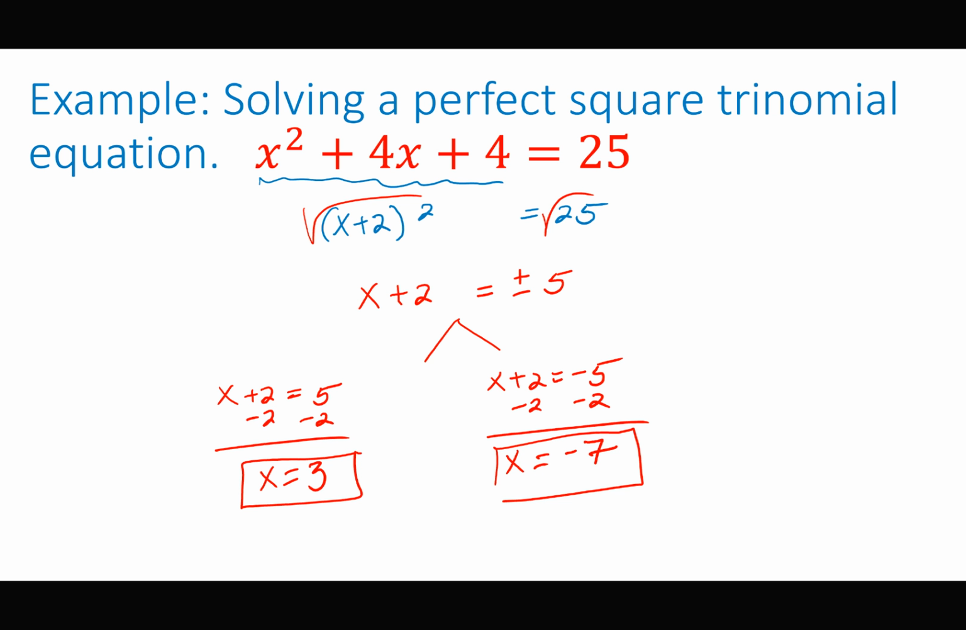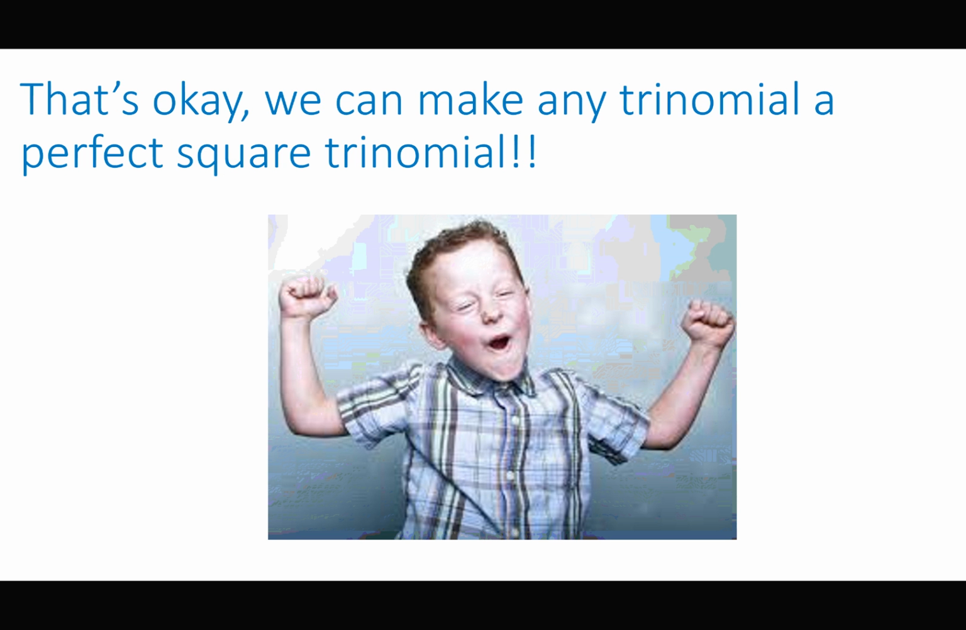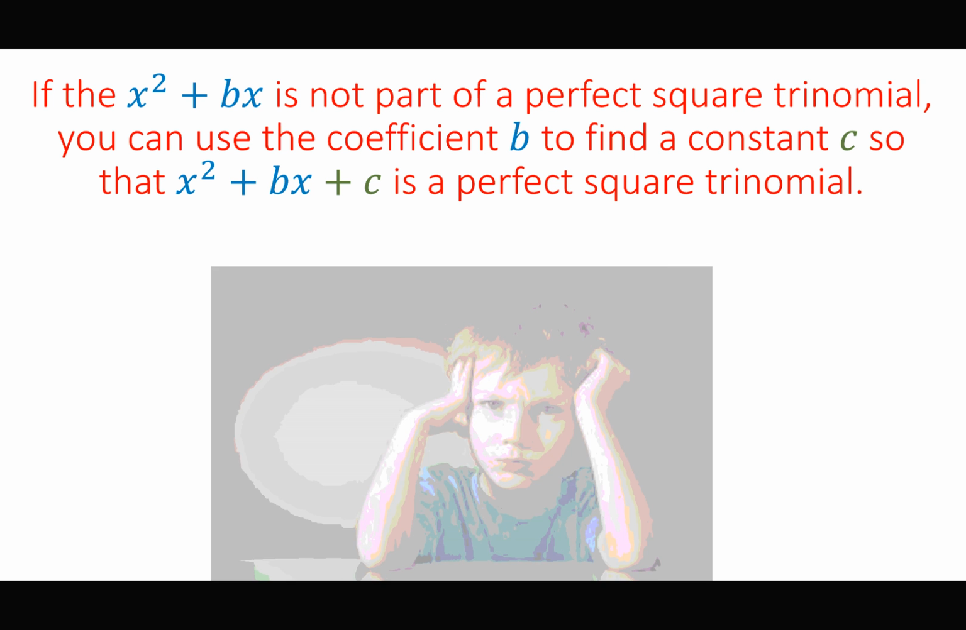All right, that's nice because we started with a perfect square trinomial. We know we could write it as x plus 2 squared and solve from there. But you will not always be given a perfect square trinomial to solve. But we can make any trinomial a perfect square trinomial, so we can work around that. All right, so if the x squared plus bx is not part of a perfect square trinomial, so just those first two terms, we can use the coefficient b to find a constant c so that x squared plus bx plus c is now a perfect square trinomial.